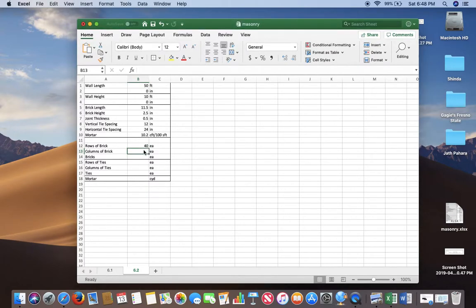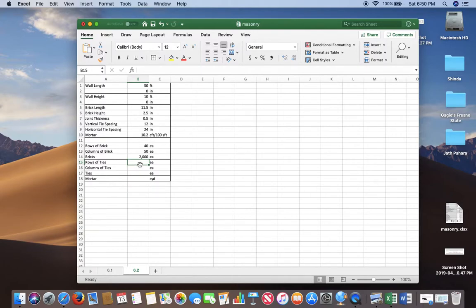Continuing on to the next part, columns. It's going to be the same thing. It's just repeating this process again. Okay, the formula for the brick is just multiplying our rows of brick times our columns, which will give you the number of bricks. So equals that times that, enter. We got 2,000 bricks.